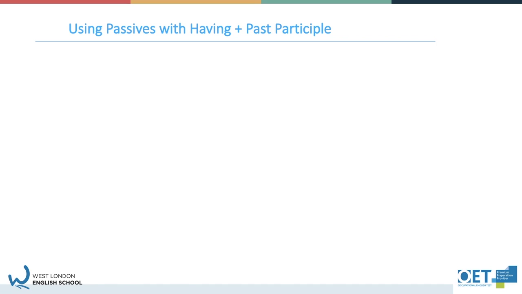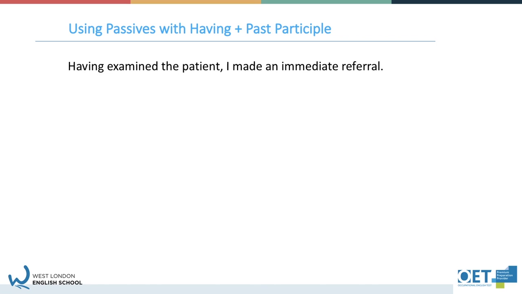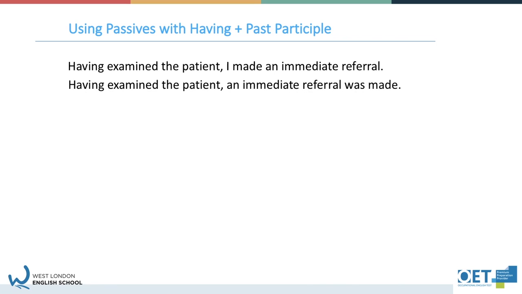Okay, we'll get a little bit more advanced now, and use passives with the having and past participle structure. Having examined the patient, I made an immediate referral. So we know that this sentence is perfectly fine. But we could actually turn the second clause into a passive. You can say, an immediate referral was made.